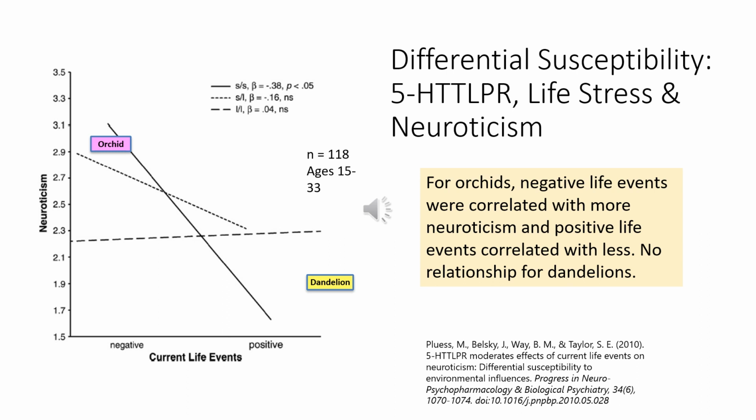What you can see there is that dandelions were relatively unaffected in terms of their level of neuroticism by current life events, whether negative or positive. But the orchids, and especially the true orchids who were homozygous short allele, were very affected in terms of their level of neuroticism. If they had really positive and no negative life events, then they had the least neuroticism, or negative emotionality. And if they had the highest negative life events, then they had the highest negative emotionality.